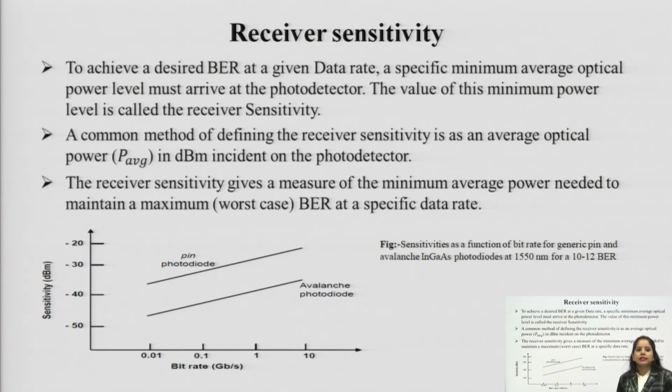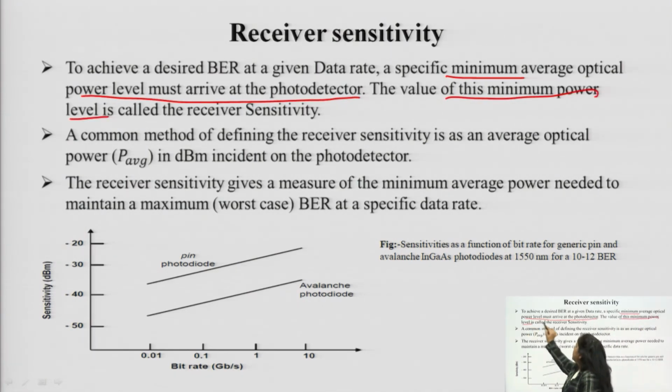Now, the receiver sensitivity. What does sensitivity basically mean? How easily a device can detect a minimum signal. Receiver sensitivity in optical communication defines the same thing. To achieve a desired BER at a given data rate, a minimum average optical power level must arrive at the photodetector. The value of this minimum power level is called the receiver sensitivity.